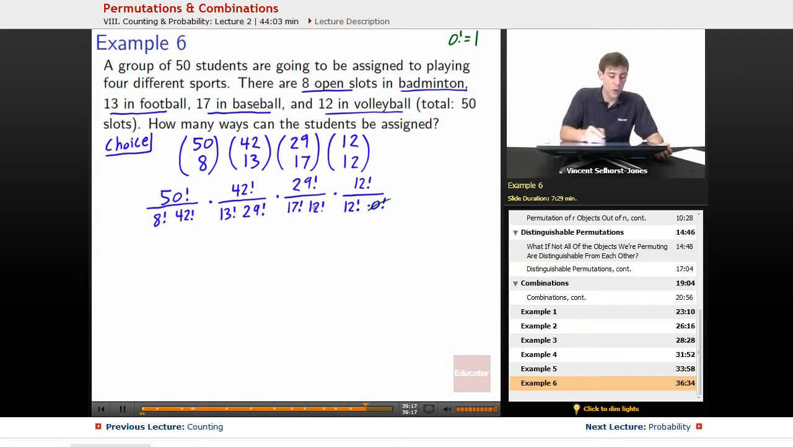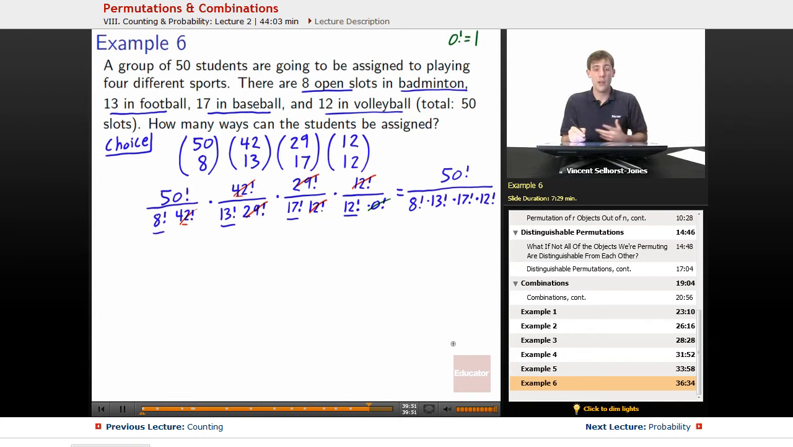Now notice at this point, we've got 42 factorial on the bottom here and 42 factorial up here, so they cancel each other. Same thing, 29 factorial, 29 factorial, they cancel. 12 factorial, 12 factorial, they cancel. So that leaves us, in the end, 50 factorial on the top, divided by 8 factorial, times 13 factorial, times 17 factorial, times 12 factorial. So that is the total number of ways that we can put this out for all of our team assignments. Now notice that is an exact perfect answer.